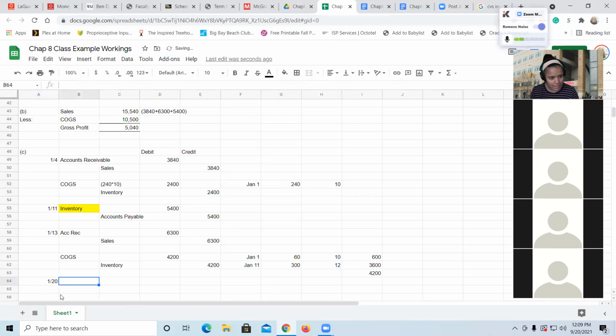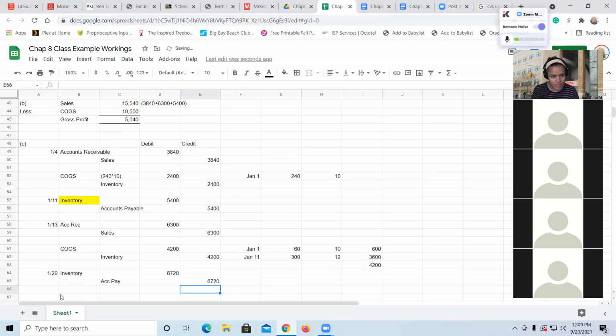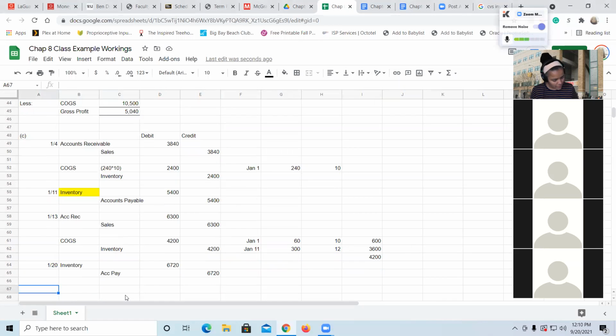January the 20th, another purchase. So this is plain sailing, right? You just debit inventory, you just credit accounts payable. It is 6,720. It's just the number of units times the cost per unit, exactly the same number as before, but we just use inventory as the debit instead of purchases. Okay, that's January the 20th.